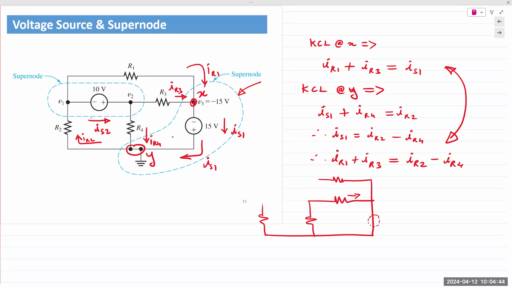So that way you have a current coming in, current going out this way, this current coming in, and this current leaving. So we eliminated IS1. That's it. The supernode is you just draw a loop around it, place a short circuit wire across that voltage source, and you apply a KCL. So you treat it as one single node, but because there's a voltage source in there, we call it a supernode.